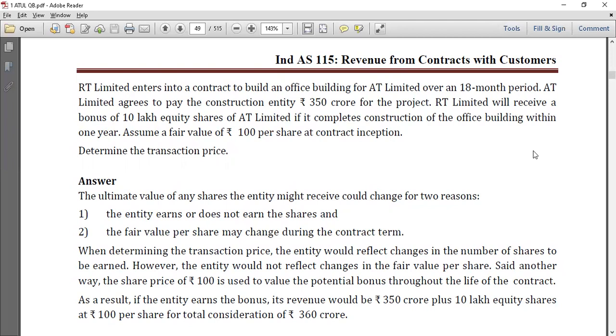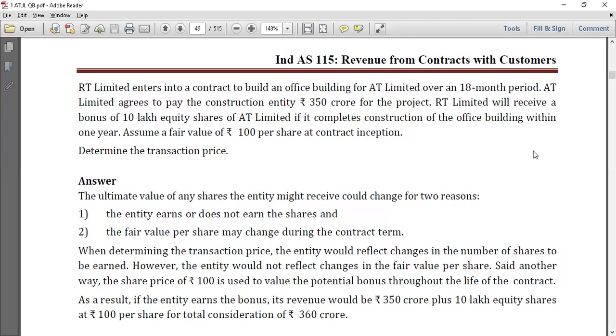So when determining the transaction price, the entity should reflect the changes in the number of shares to be earned. How many shares will I be earning? You should first make up your mind about it. However, the entity would not reflect any changes in the fair value per share thereafter. So once the shares are issued, you need not make any changes for that.